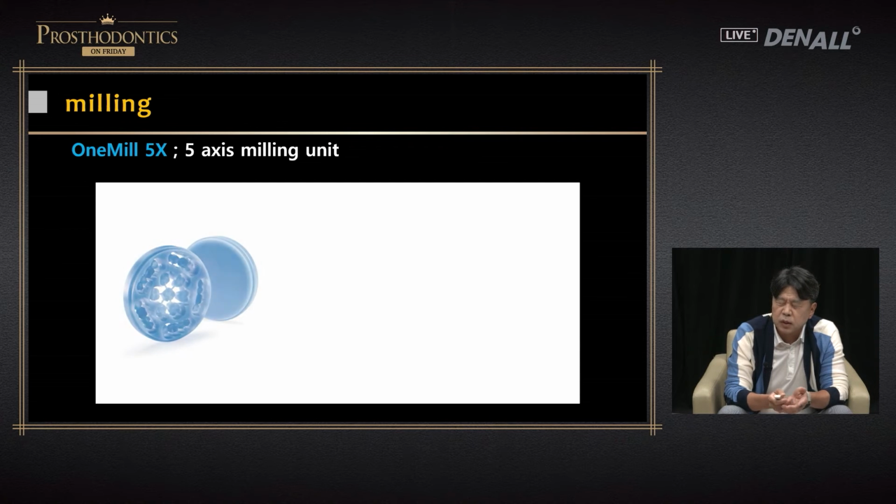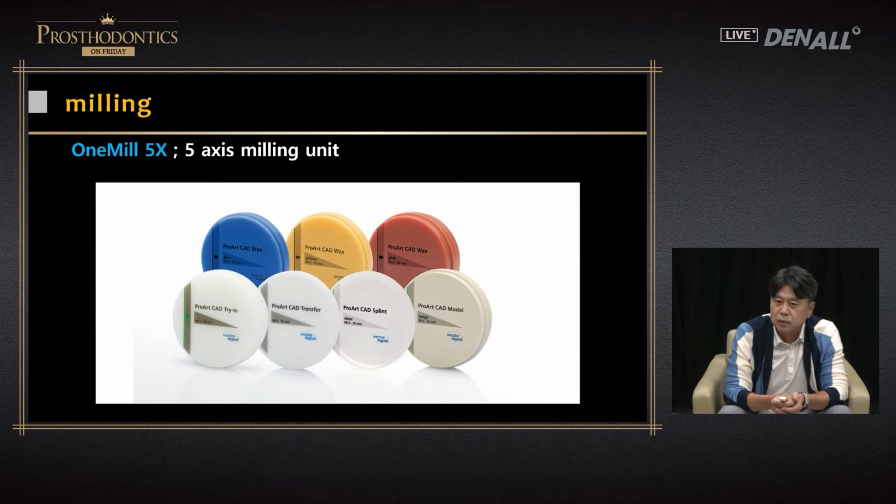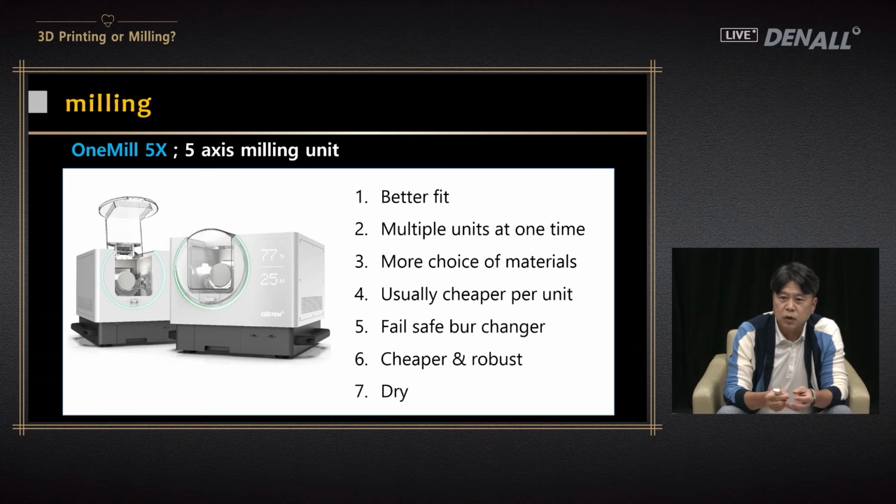Zirconia with gingiva can be fabricated. 5-axis unit, as I mentioned in the first lecture, there are many different materials available. It has been around for more than 20 years. That has been used by labs, and a lot of materials used by labs have been produced and supplied, and there are many material choices we can choose from.